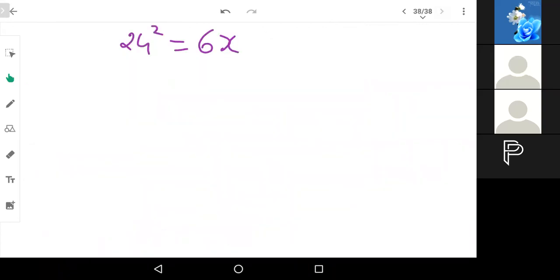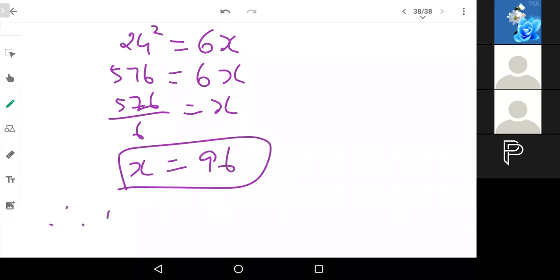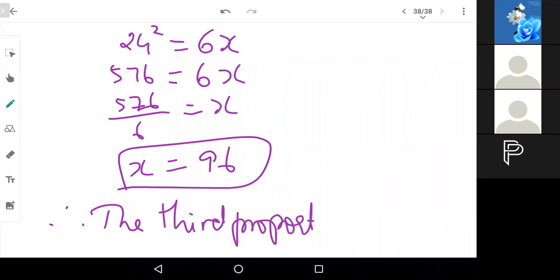Okay, now 24 square is 576 is equal to 6x. So 576 by 6 is equal to x. So x is equal to 96. So therefore, the third proportional is 96. Okay. In proportion, whenever they give you three numbers, use B is equal to square root of AC and find the answer. Don't split the proportion into two parts. Clear?